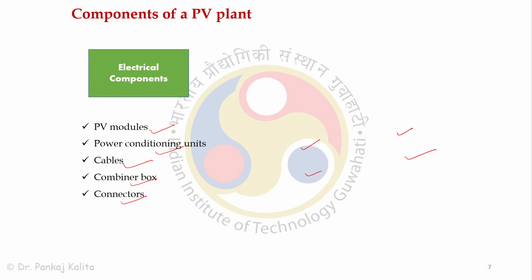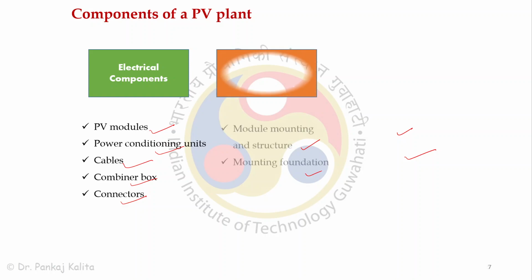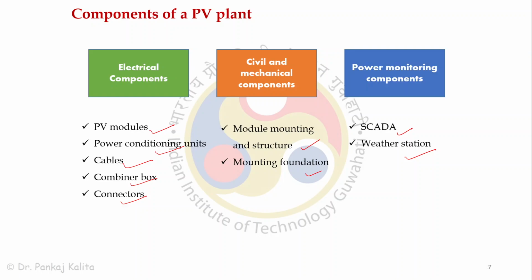This is a very important slide. What are the different components of the PV plant? There are PV modules and power conditioning units. What are power conditioning units? They basically convert the DC to AC, with the same voltage and frequency that the grid is providing. We have cables, combiner boxes and connectors. Then there are several mechanical components to support the structure, like the module mounting structure and mounting foundation, and power monitoring systems like SCADA and a weather station.